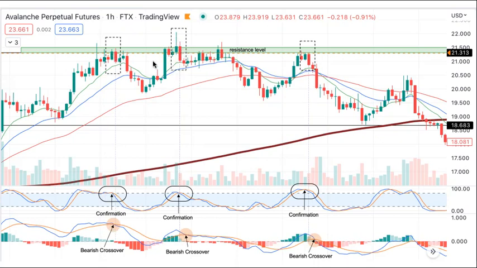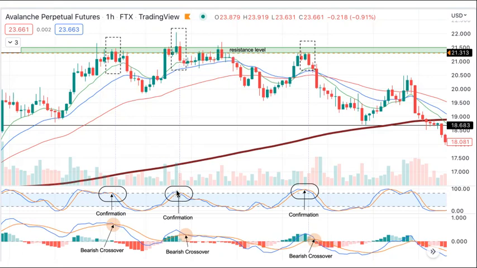Same over here. If you miss this entry, just be patient, wait. Like I said, there will be chances down the road. If you miss a trade, there will always be chances down the road for you to get in again. So wait until here, you see a bearish engulfing candlestick pattern, right? The price bounced, even though there's a fake out, but then after that, it comes back down at resistance some more.